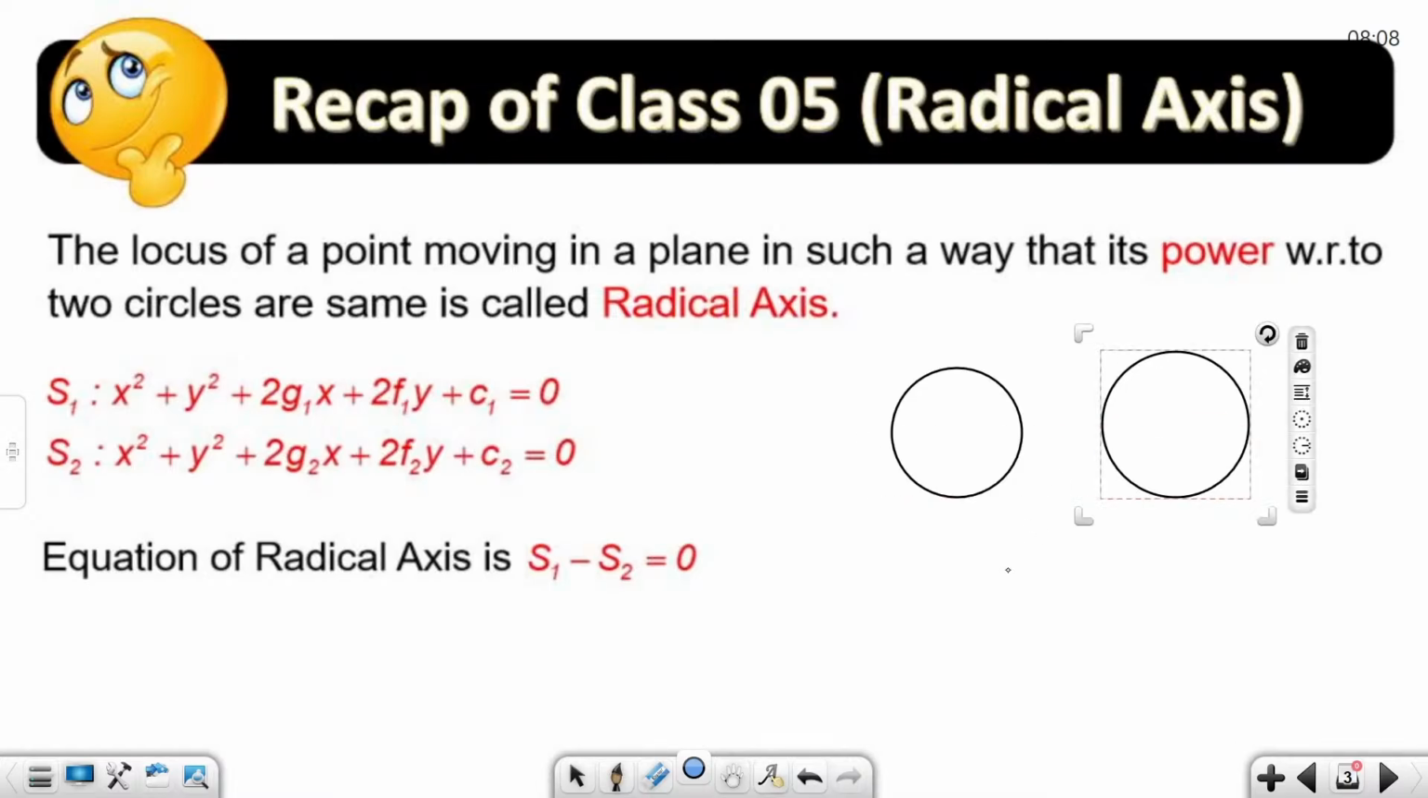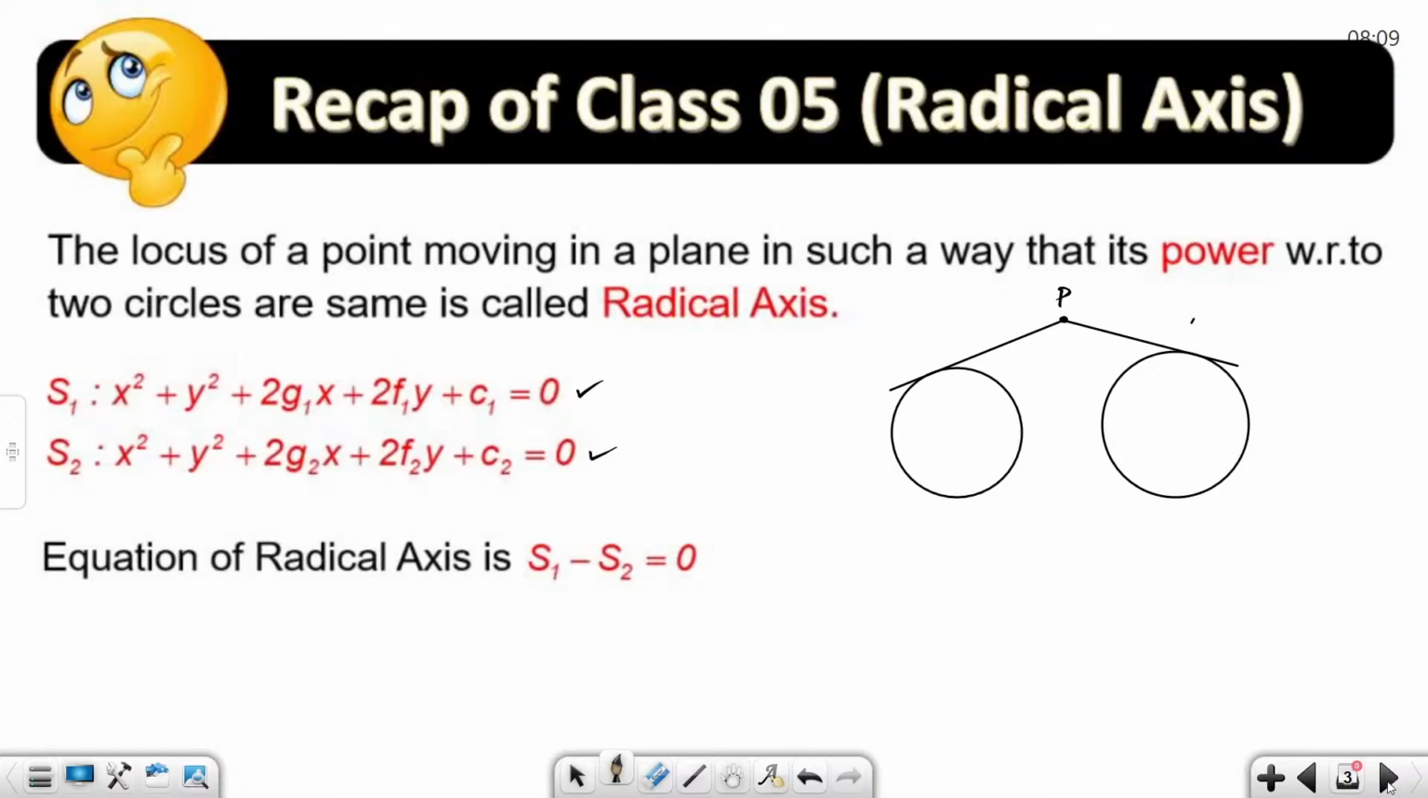So from a point outside these two circles, if we draw two tangents, then the power of this point, let us say P, with respect to these two circles, they are equal. Then the locus of this point P is what is called your radical axis. And how do we get the equation of the radical axis? Simply by subtracting one equation of the circle from the other one.